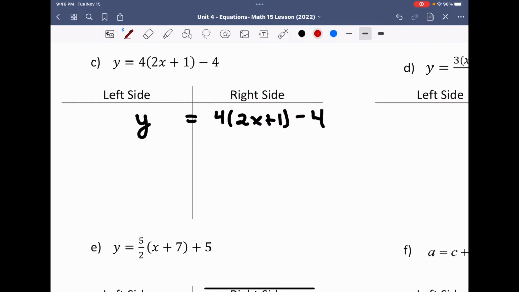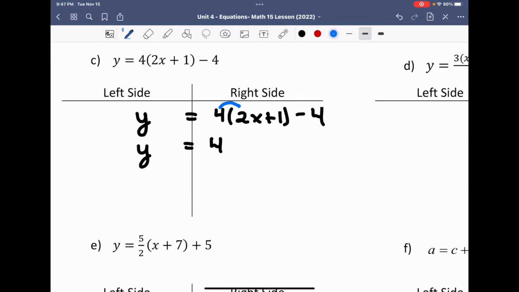Actually, this might be a better way to solve this. What if I wrote out y is equal to, and I expand the brackets here. So I apply the 4 into the brackets. This becomes 4 times 2x, which is 8x, and 4 times 1, which is plus 4, minus 4. We see that we can combine like terms here. We have a plus 4 and a minus 4. Those are going to eliminate, and we get y is equal to 8x.